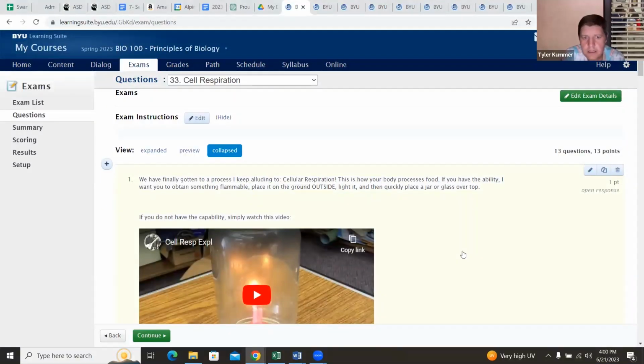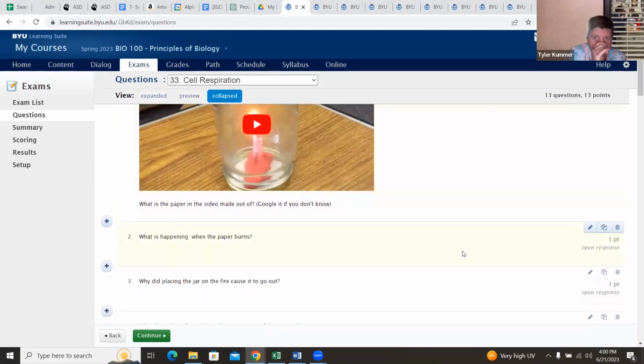The lesson that just ended was cell respiration. What this lesson did is it started us out with understanding what's happening in any combustion reaction. It's just a burning candle in this case. And what we're seeing is that the burning candle goes out. Why does it go out?